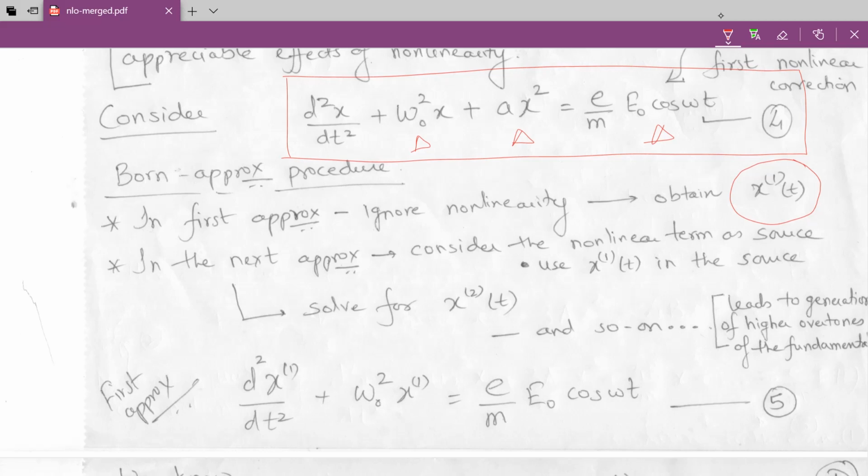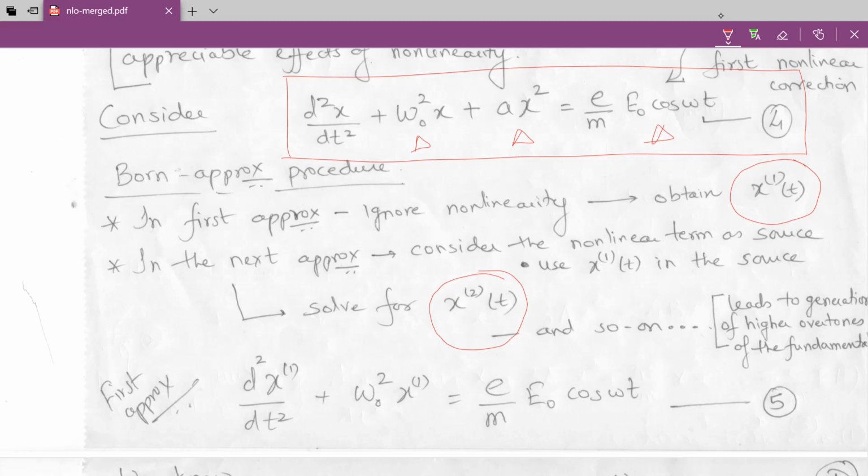Then, in my second approximation, in my next higher order correction, I will put in this solution x1 of t, which came about because of ignoring the nonlinearity, plug that back in as sort of a source term, and solve for a higher order correction or higher order term, which now is a better solution to the nonlinear equation than the x1 of t. And one does this procedure systematically.